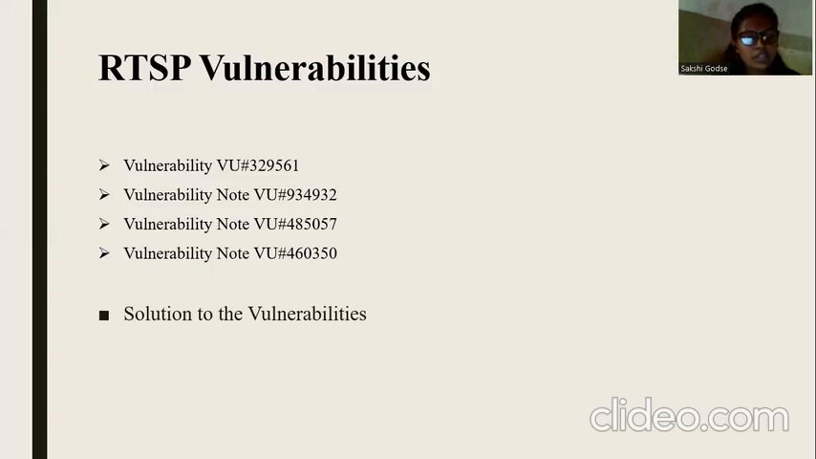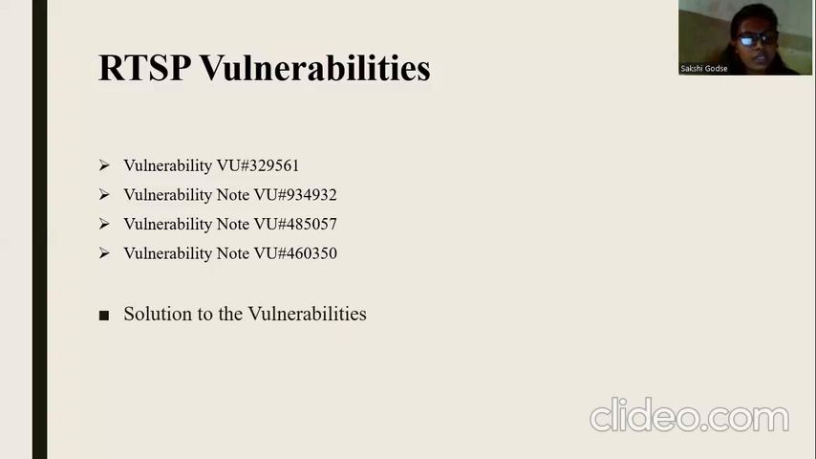Next vulnerability note is VU#485057. It states that RealNetworks Helix Universal Server is vulnerable to buffer overflow when supplied an overly long string for a describe field, and its impact is that an attacker may be able to execute arbitrary code on the vulnerable system.